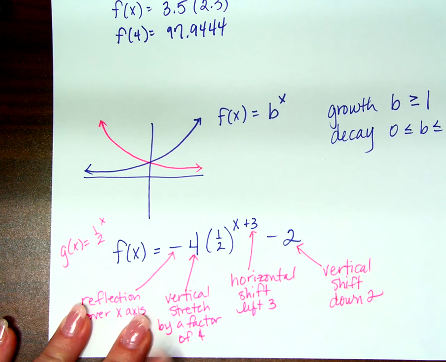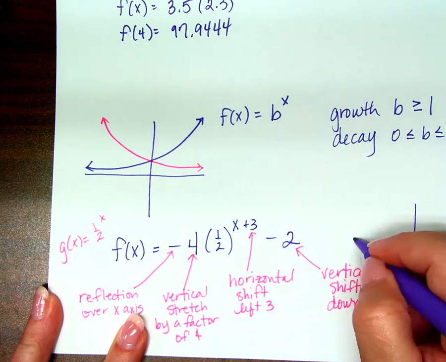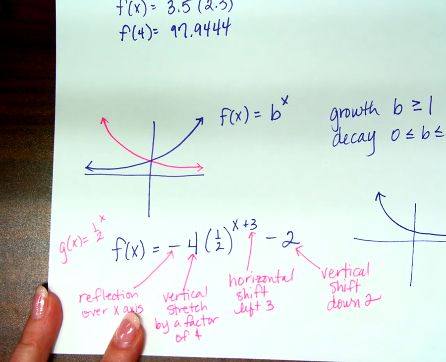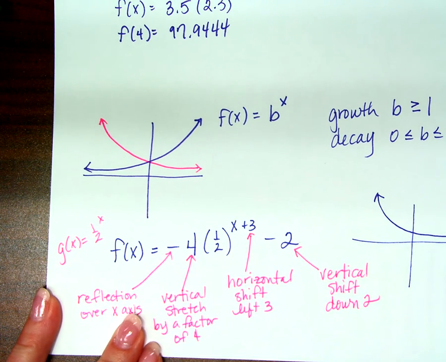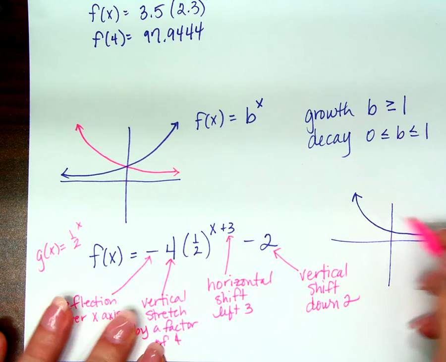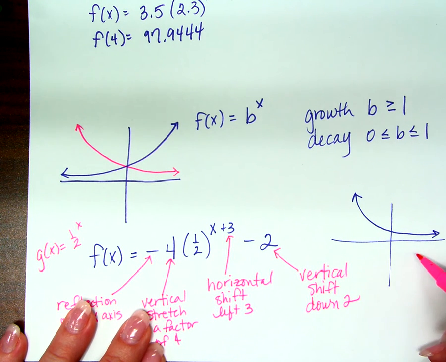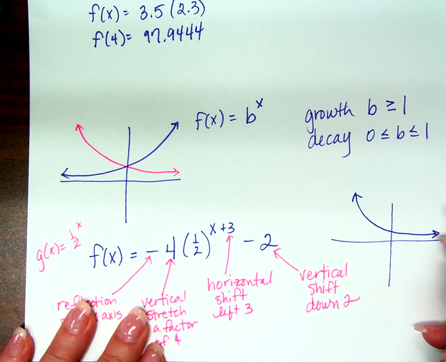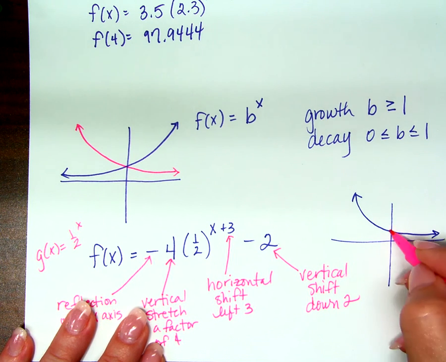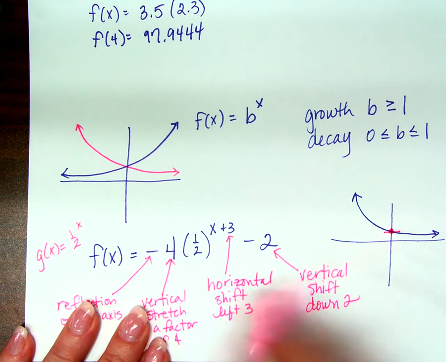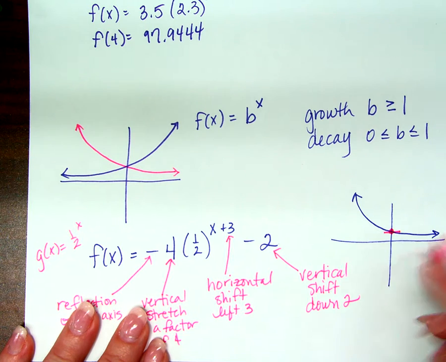Parent function wise, this would look like this, right? That's decay because b is between 0 and 1. Okay? If I took this and I reflected it over the x-axis, it would be this way. What point on this graph is the easiest to move? Do you know? The y-intercept is actually the easiest to move because it's going to cross at 0, 1, right? Because anything to the 0 power is 1, so that's the easiest point to move.